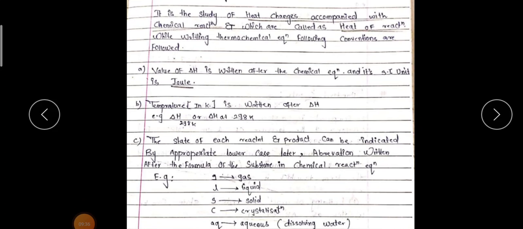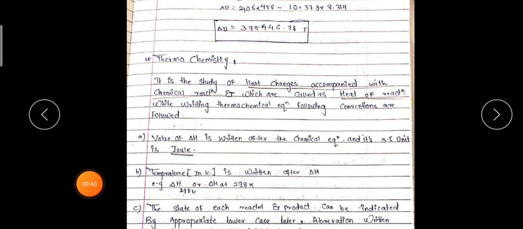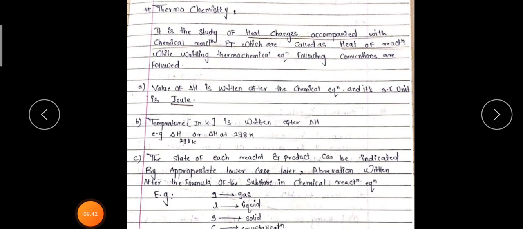Thermochemistry is also called as the heat of reaction, that studies the heat changes accompanied with the chemical reaction. That you have to remember. That may come for the MCQ purpose.